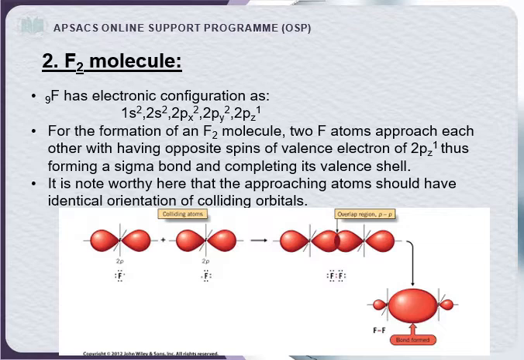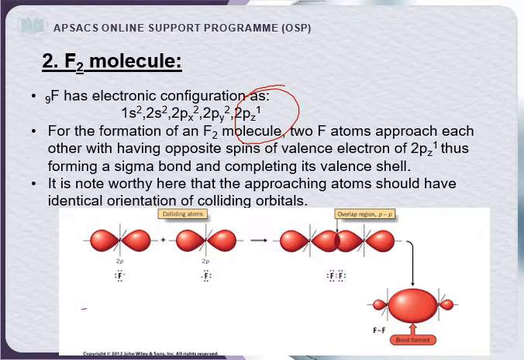Here the configuration is given. Fluorine with atomic number 9 is having configuration 1s2, 2s2, 2px2, 2py2 and 2pz1. Now here among these orbitals you can see there is just one orbital which is partially filled. According to the VBT, only this orbital will undergo bonding, right?